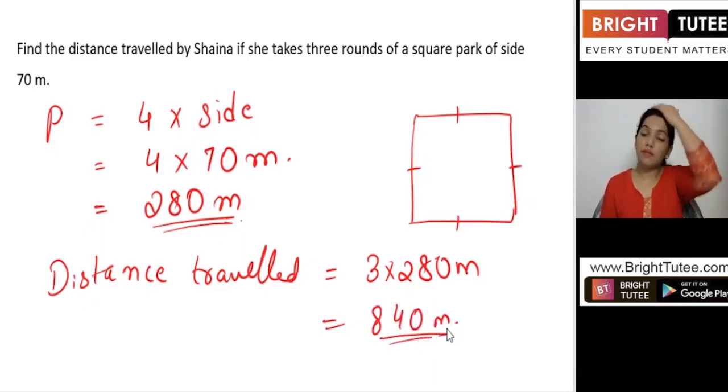Make sure that whenever you are writing this answer, just recheck the question, that you are not asked to find the cost of fencing, or maybe they're asking you to find the 3 rounds or 10 rounds you go around the perimeter. So this is something you need to take care of, right? Moving to the next one.